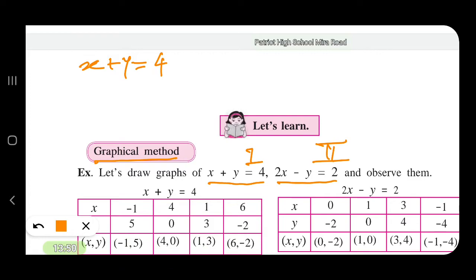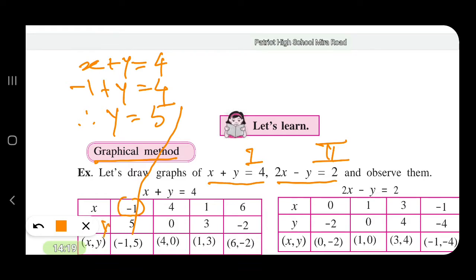But here in this particular example we don't have it. We can go for that, but what we will do, we will take the values given over here. X is equal to minus 1. So minus 1 plus y is equal to 4. Therefore y is equal to 5. So we have this ordered pair. If x is equal to minus 1, then y is equal to 5.